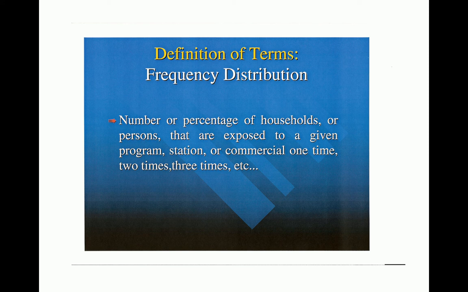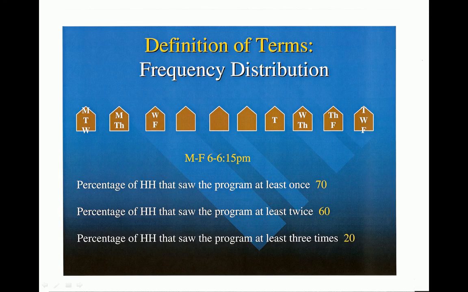But I digress. Frequency of distribution, or frequency distribution, is the next term, meaning the number or percentage of households or persons that are exposed to a given program, station, or commercial 1, 2, 3 times. You're looking not just at the single exposure; you just want to know how often are people seeing it more than once, 2, 3, 4 times, and that's helpful.